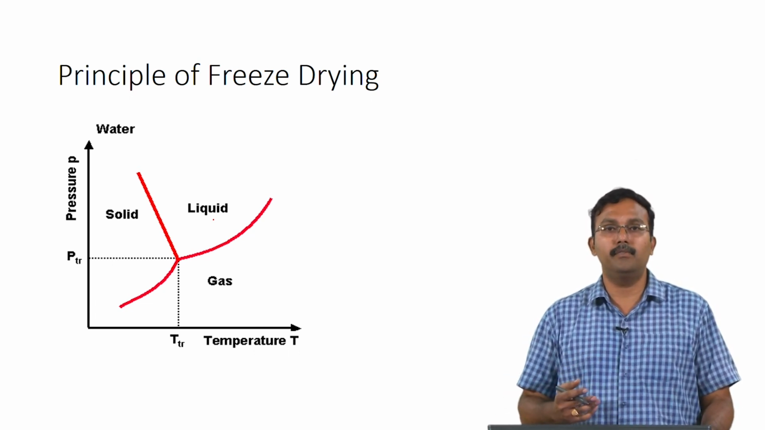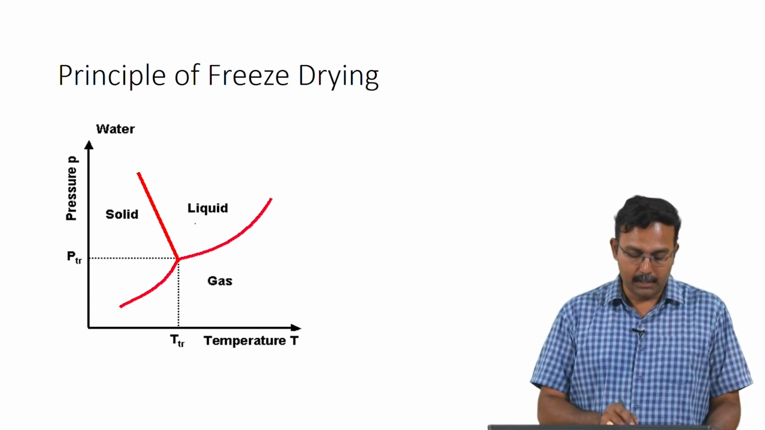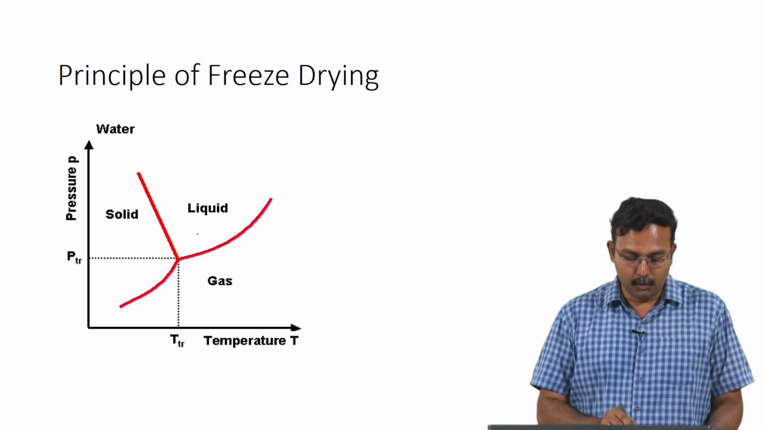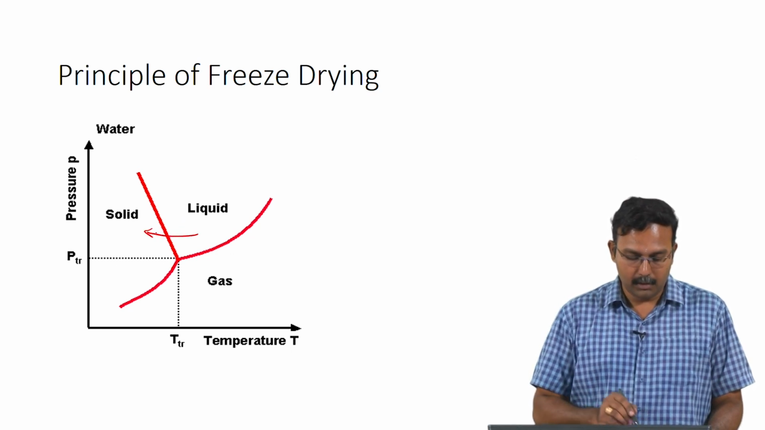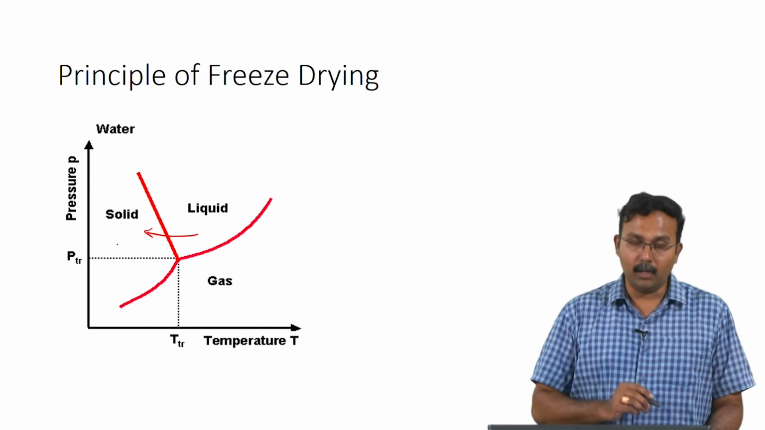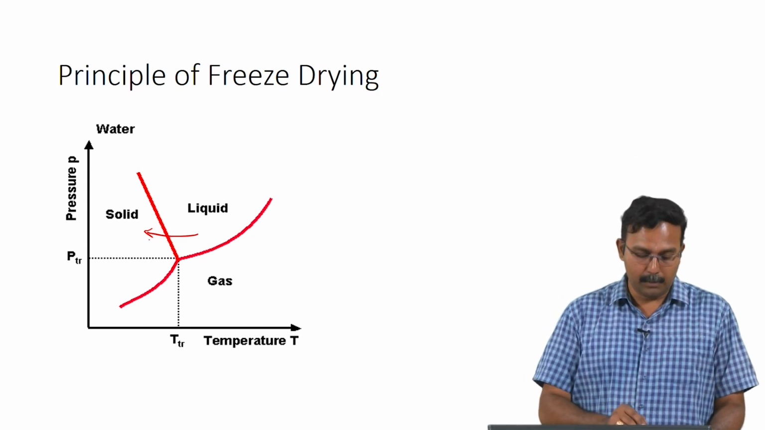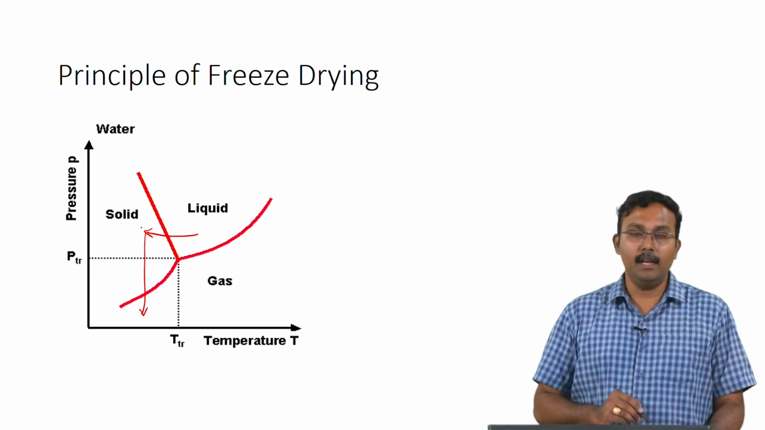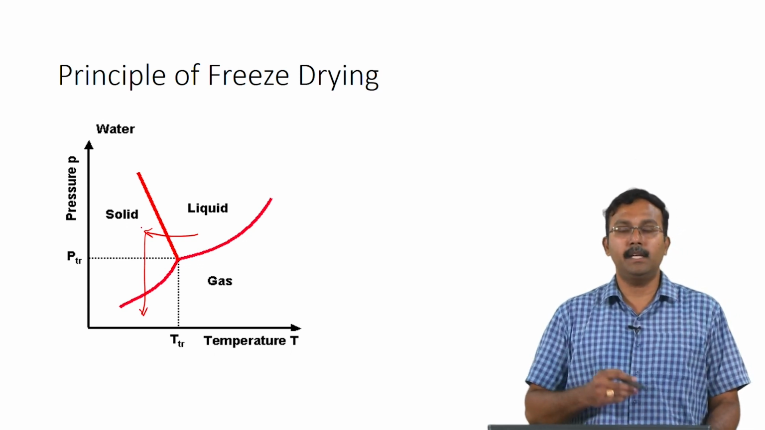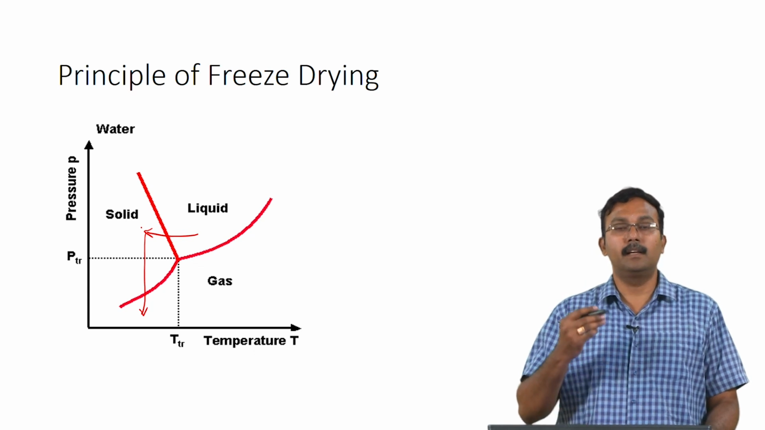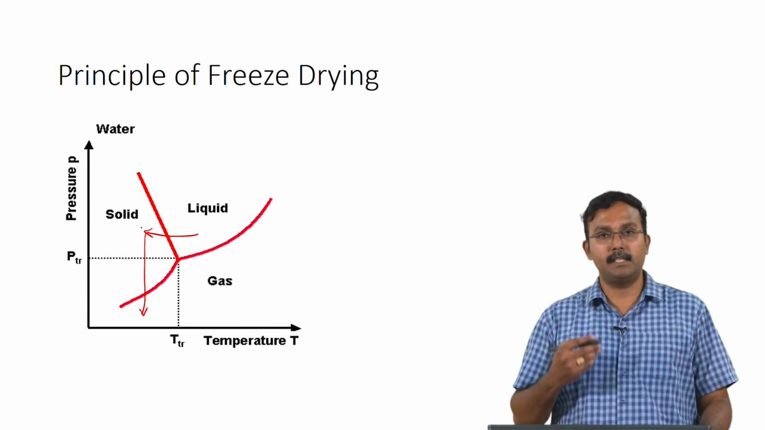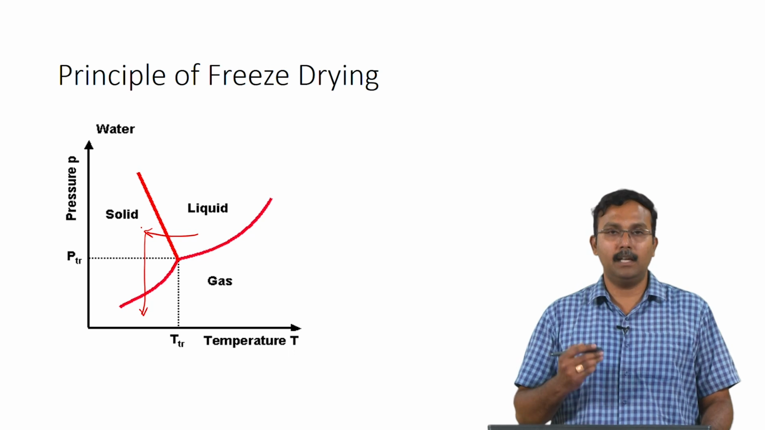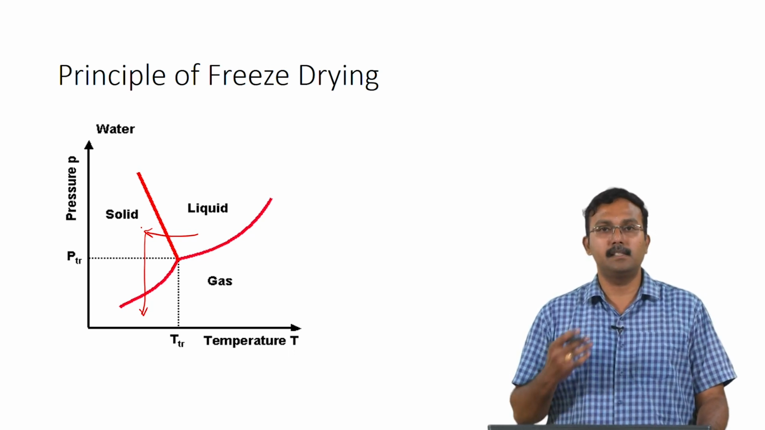sublimation instead of evaporation. So, what is done is you cool the water so that it solidifies, and then you reduce the pressure to such a large extent that this solid ice crystal then becomes a gas. So, by creating a vacuum and reducing the pressure significantly, you can convert solid ice crystals into gas.